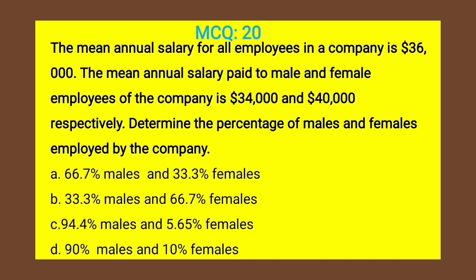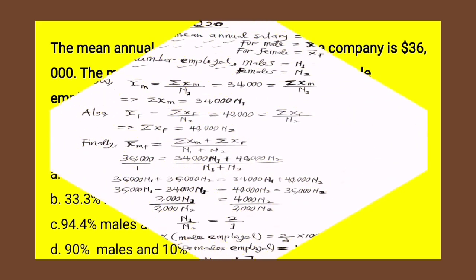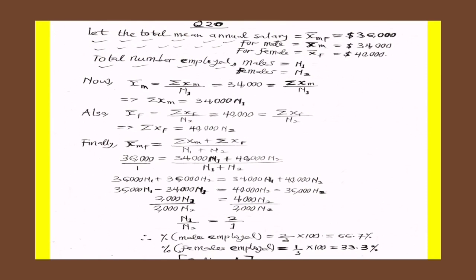So the first thing that you need to do is to give a representation of the overall mean for all the employees, and then the mean for both genders, $34,000 for males and $40,000 for females. You give a representation to stand in that case. So let's see how I made a representation here. That's how you go about that. So I said first, let the total mean annual salary, that's overall, be X. This one, sorry, let me indicate here for you.